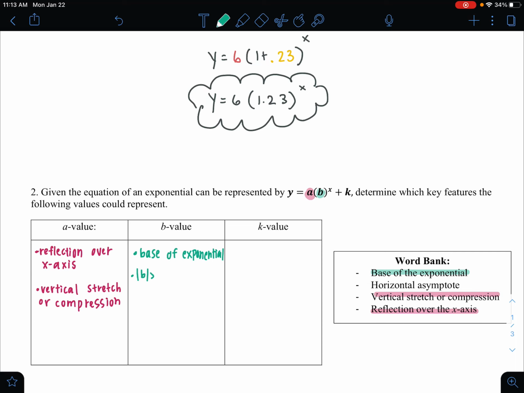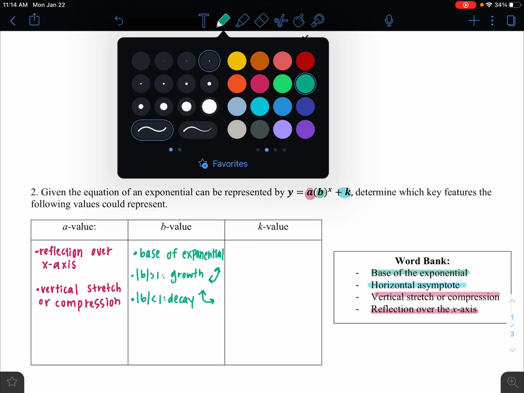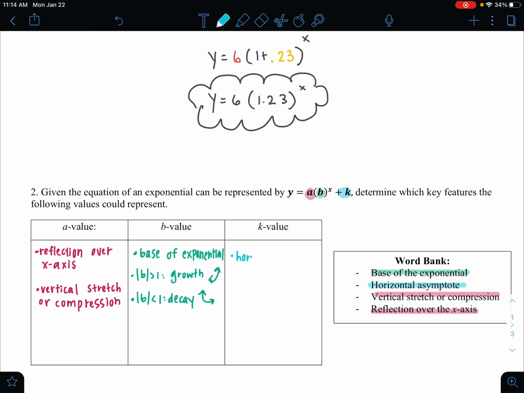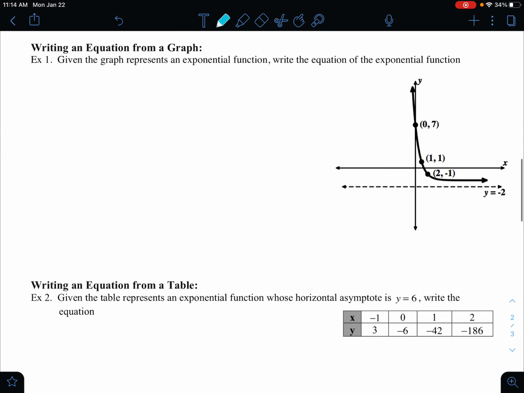If your B is greater than 1, it's growth. And it's going to look like this. If our B is less than 1, it's decay, and will look like that. And then our K value is our horizontal asymptote. And that's Y equals K, or it's that dashed line. Awesome. Okay, so now we're going to get into our writing equation.